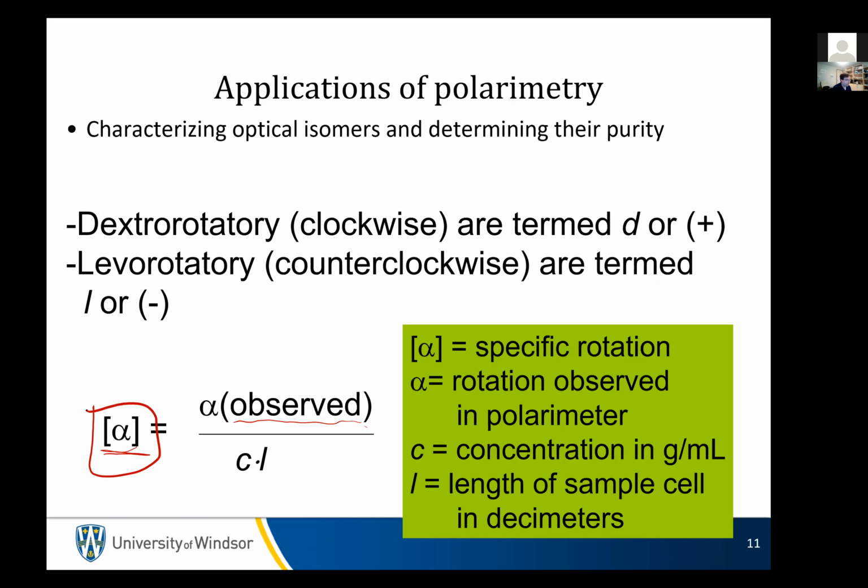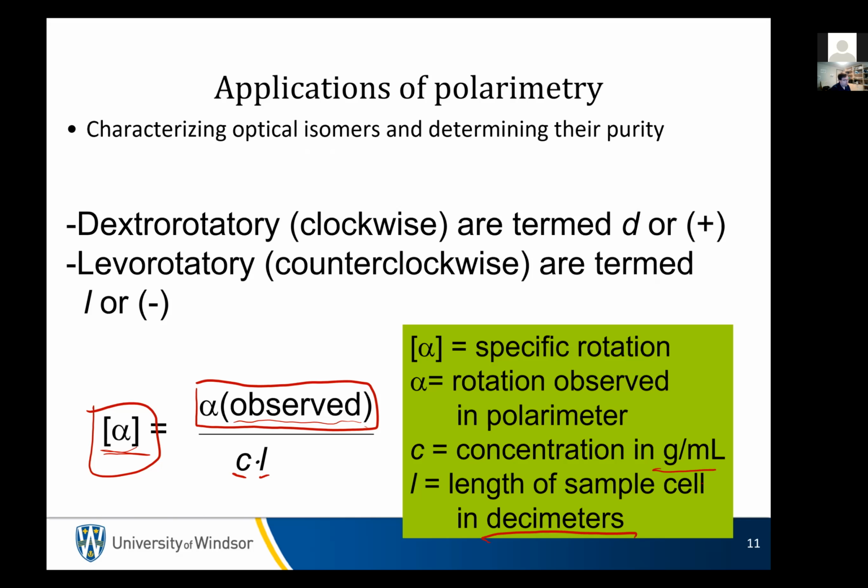This is corrected for when you observe the rotation of your sample, and you divide it by the concentration of your sample and the length of your sample in decimeters. You can tell how old this is because they're using decimeters as a unit. Who does that? And grams per milliliter, we would always use moles today. So these are very, very old measurements.